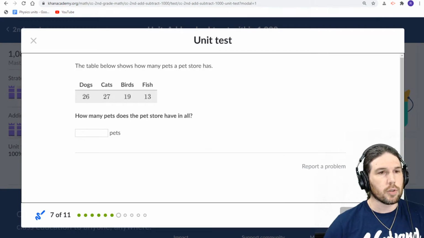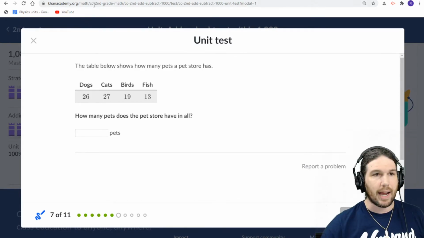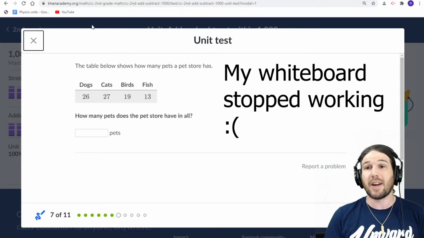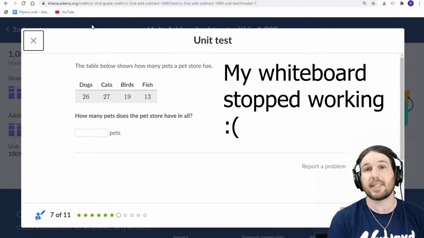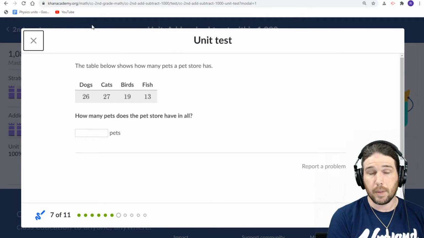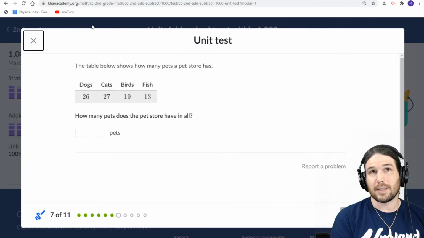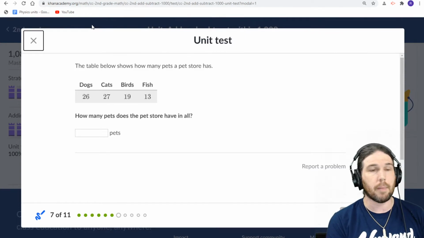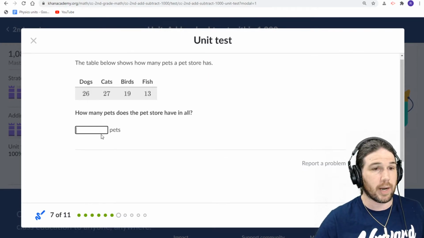Okay. So 26 and 27 and 19 and 13. I can't write down on the whiteboard right now, so we're just going to make do with what we've got, and hopefully we'll be able to manage this. 26 and 27. Well, I know 6 and 7 is 13. Put in the two 20s, that's 53. Okay, 53 and 19 is the same as 53 and 20, which is 73 minus 1, so 72, plus 13 is 85 is what I got.